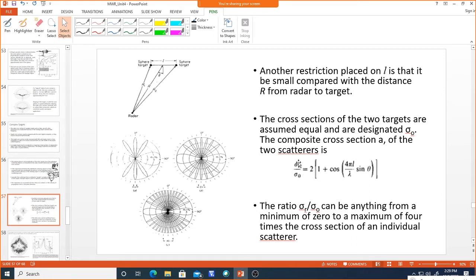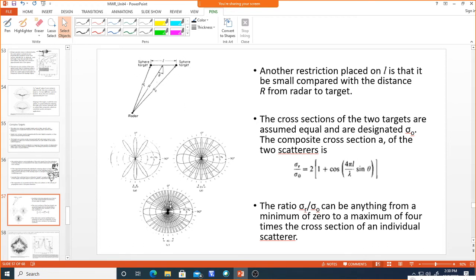Now if you compute sigma r by sigma naught for different wavelengths of operation, you can see that it increases as you increase the separation with respect to lambda. If you have a separation of lambda, then the echo signal has a reflection good enough to detect the total RCS. Here you can see multiple reflections, and here even more multiple reflections, so it is difficult to predict the RCS of the two spheres.